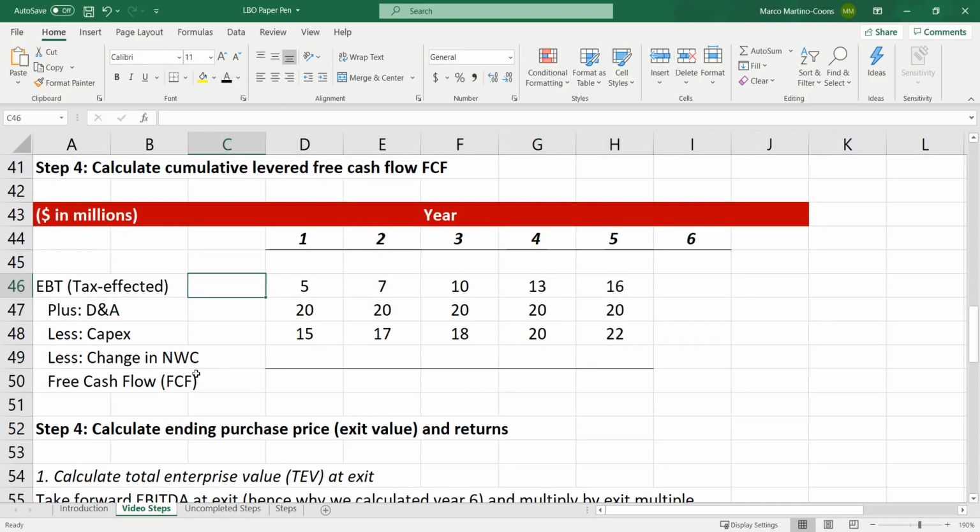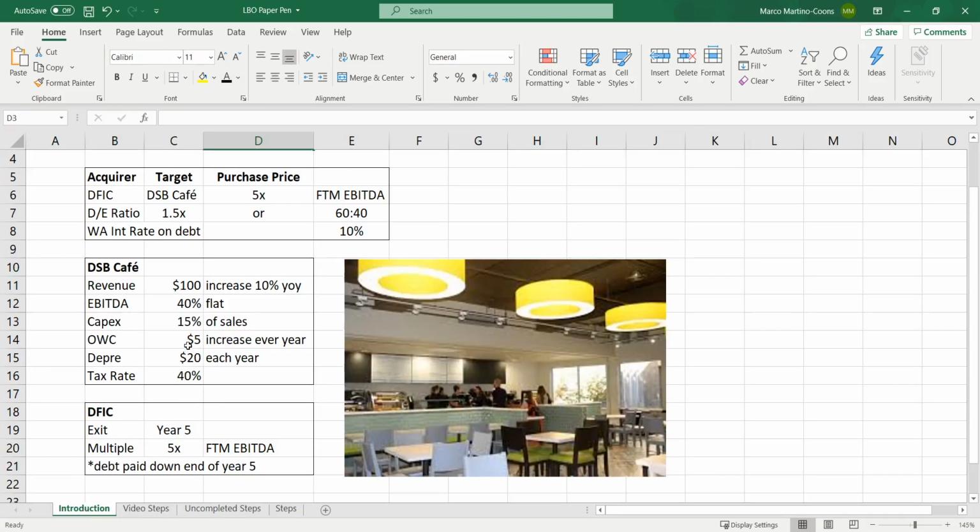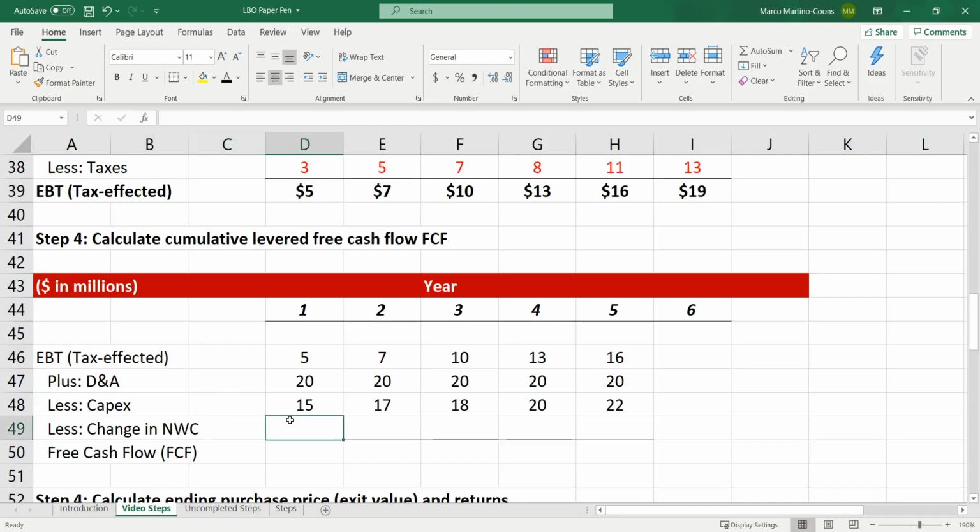Now we have to look at our change in net working capital. And this is very simple for us because they tell us that our operating working capital is increasing every year by 5. So all we have to do is just fill in 5 year over year. And then if I just highlight this, we'll see what we're adding and we'll see what we're subtracting here.